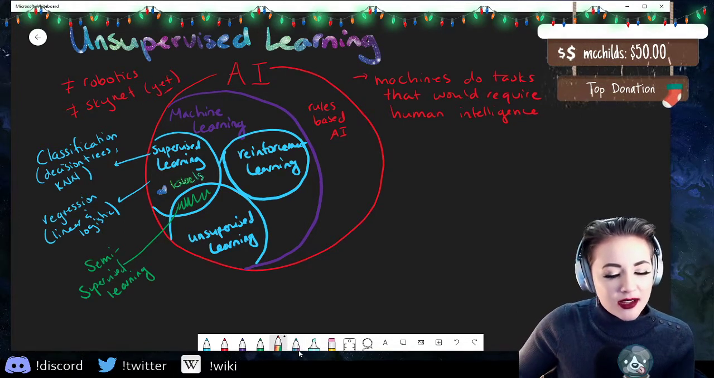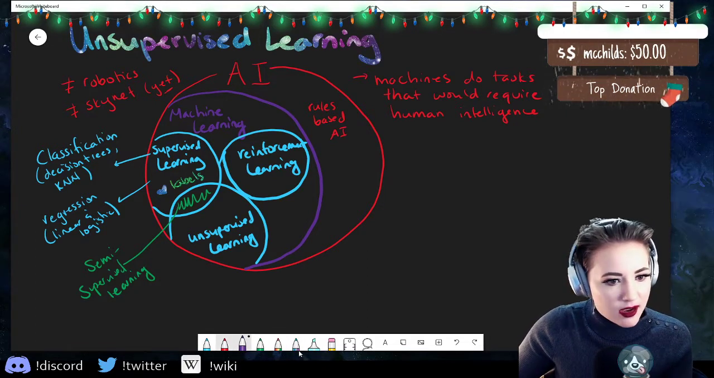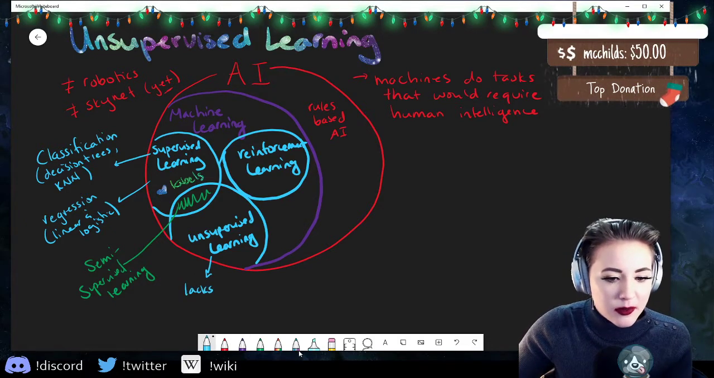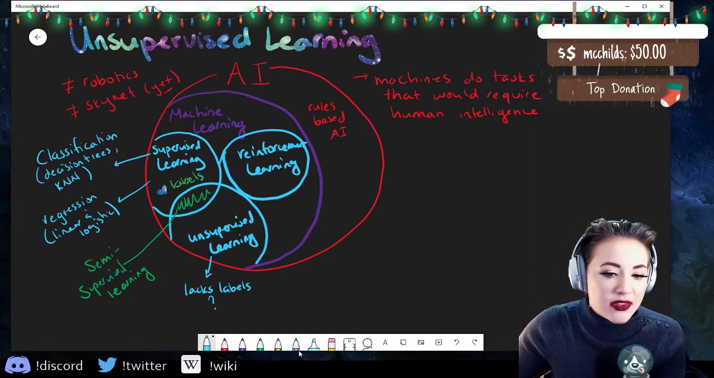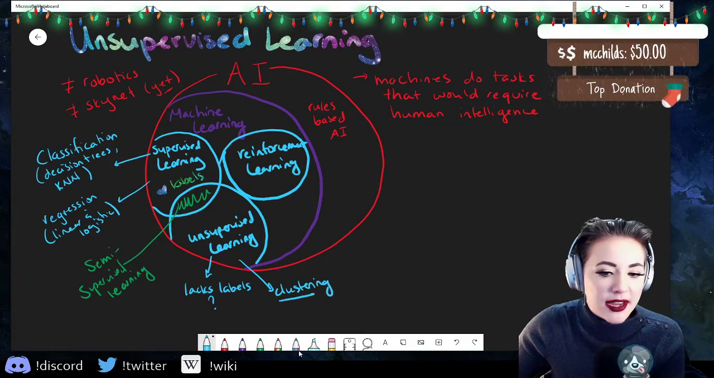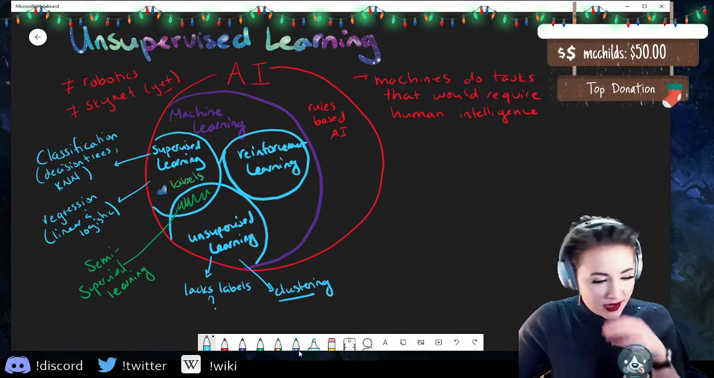So what happens in unsupervised learning? Well, unsupervised learning, right? This is the challenge. I'm using light blue. This is where our data lacks labels. We have no labels, like I mentioned at the start of stream. So this is gonna be things like clustering, which we're gonna talk about tonight. As a preview for next time, not next time.